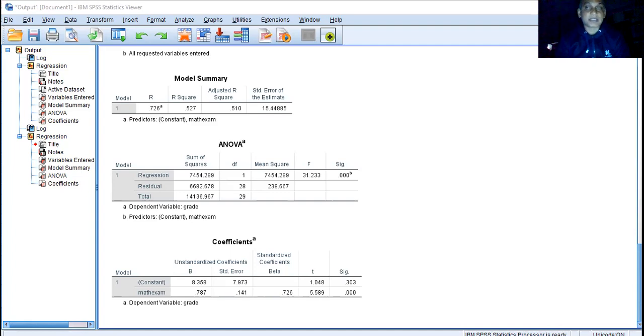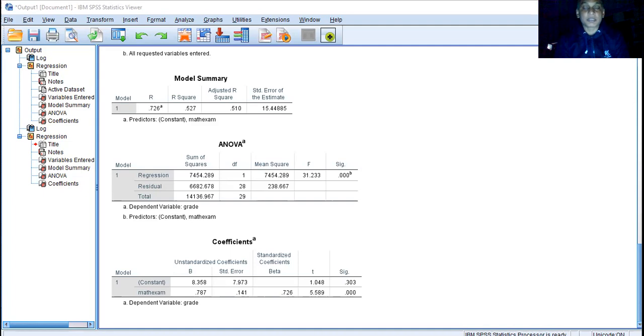Now, studying the null and the alternate hypothesis, for the null hypothesis we have the regression coefficient, which is denoted by the symbol beta. So for the null hypothesis, beta is equal to 0.